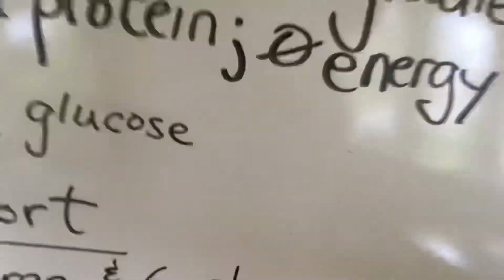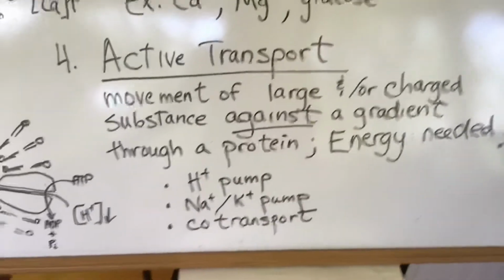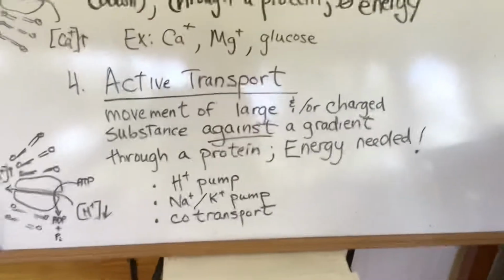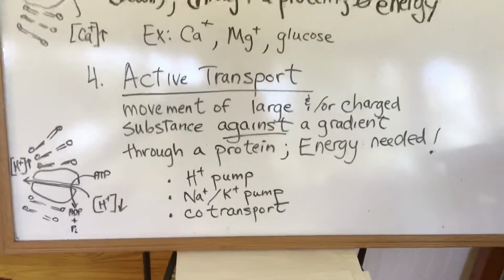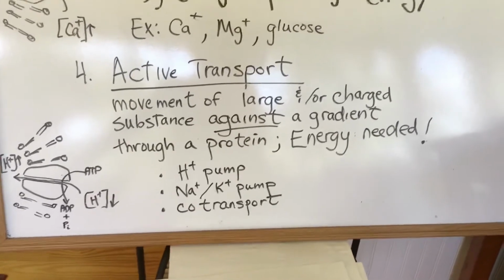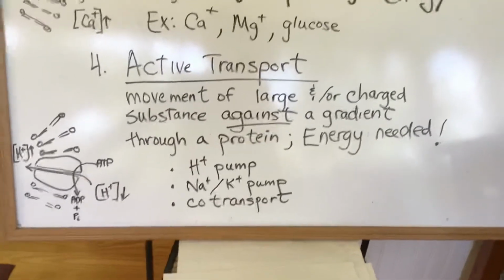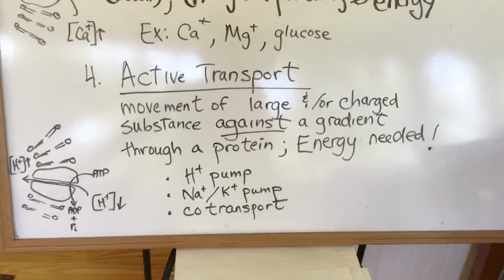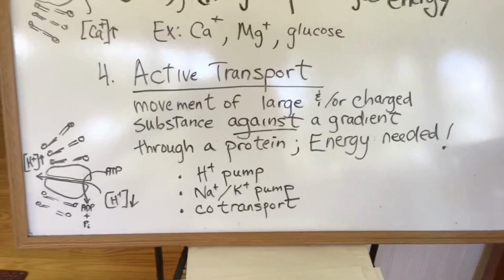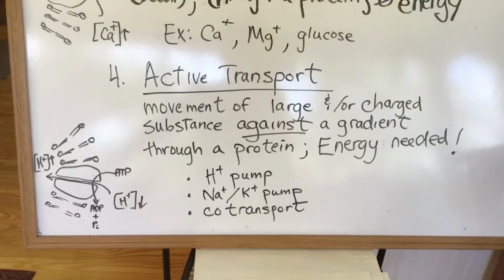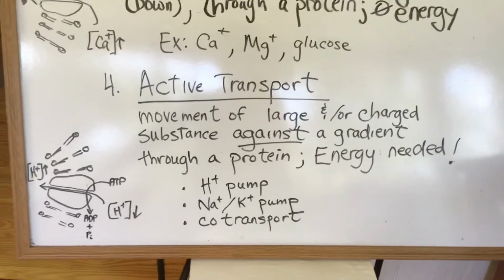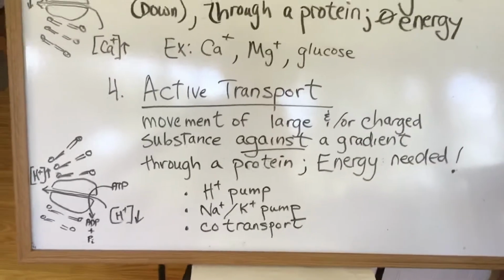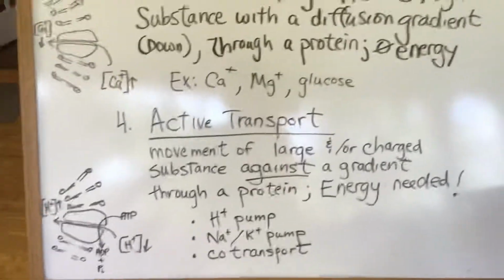All right. Now the next one is active transport. This is an active type of movement, meaning that it requires energy, and it is the movement of a large and/or charged substance. The main reason why it requires energy is that it's going against a gradient, and it is going through a protein. Now there's different ones. Go ahead and write those down. We're going to go over each of those with an overhead because it's easier to draw. I can't draw it really.